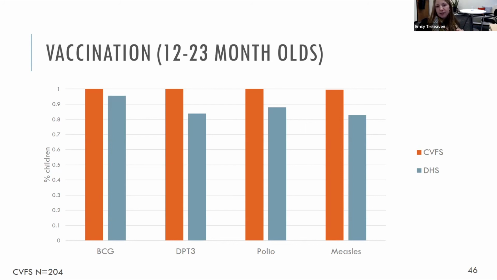In the DHS, about 52% of these 12 to 23-month-olds had vaccine cards. So there's a much higher proportion of respondents in the DHS who are reporting information by recall here. But overall, we see extremely high, almost universal vaccination coverage in our CVFS sample, and this is really consistent with reports from the District Health Authority in Chitwan, and then lower vaccination receipts once we look nationally.